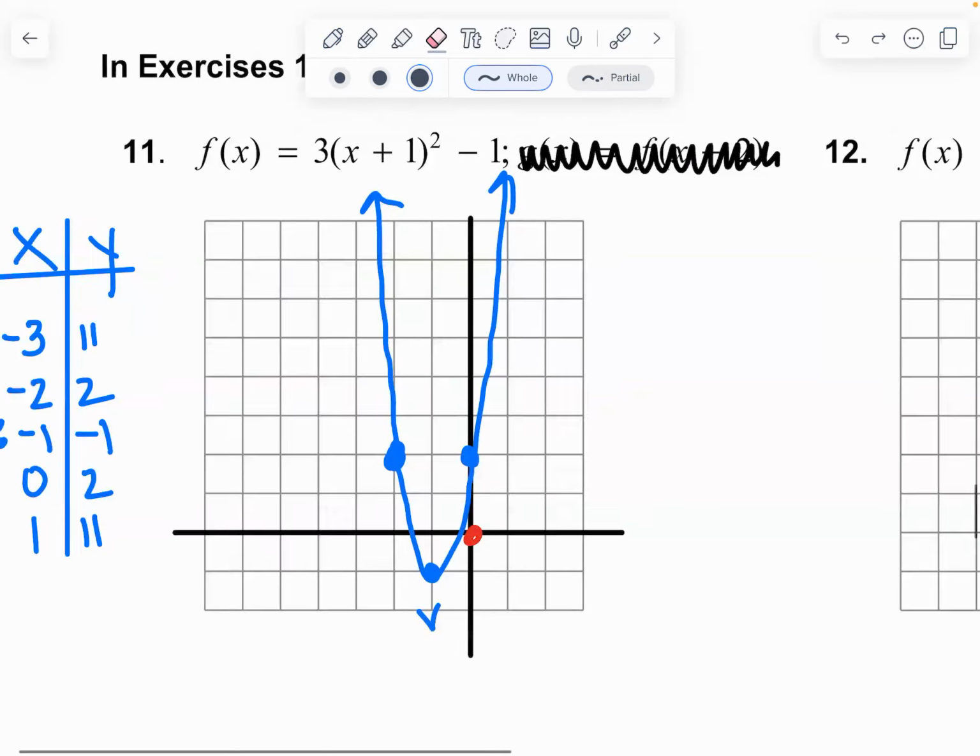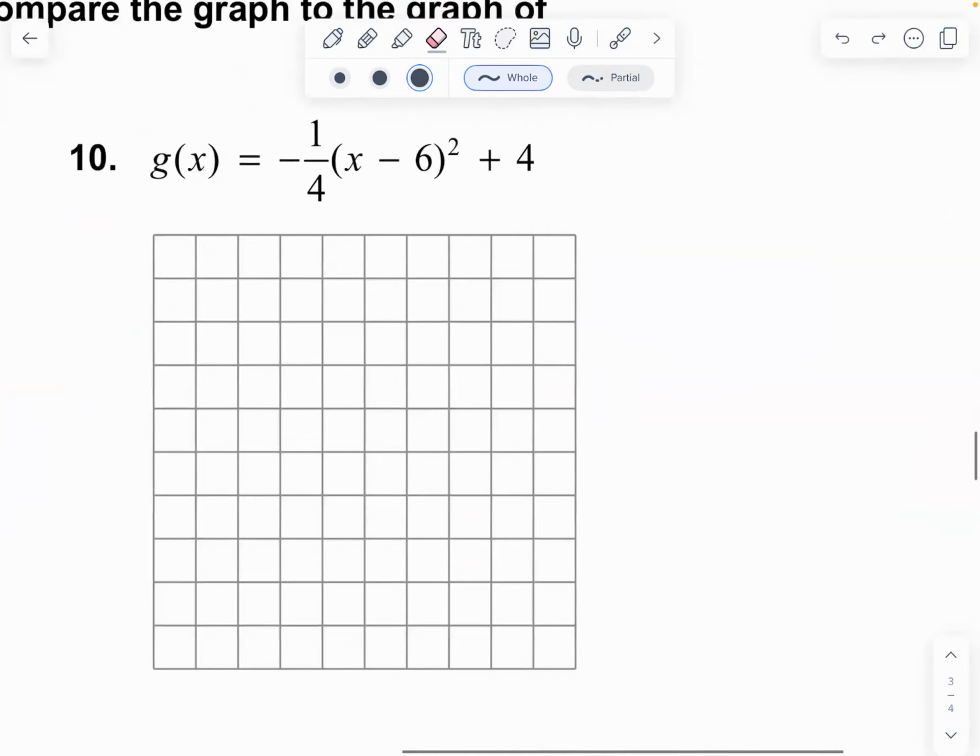Let's graph number 10 together and then I'll give you your homework, okay?